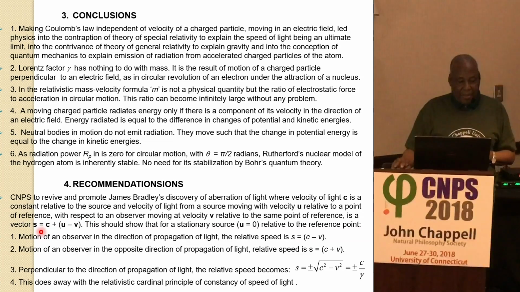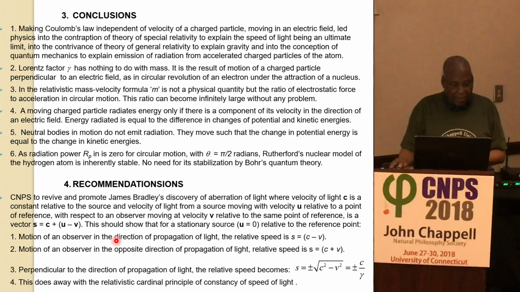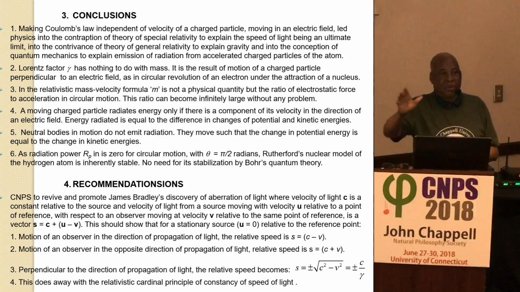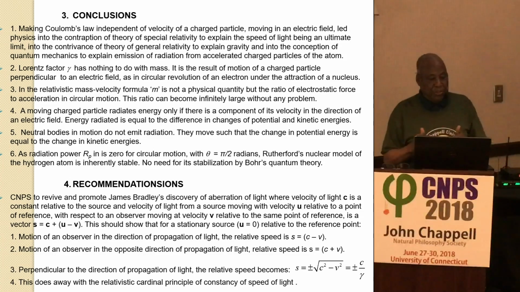Gentlemen, I really call on you to look at this equation seriously, giving the velocity of light with respect to an observer. This should show that for a stationary source, relative to the reference point, for motion of an observer in the direction of propagation of light, the relative speed is c minus v. If you move in the direction of propagation of light, your relative velocity is c minus v. If you move against the direction of propagation, your relative speed is c plus v.